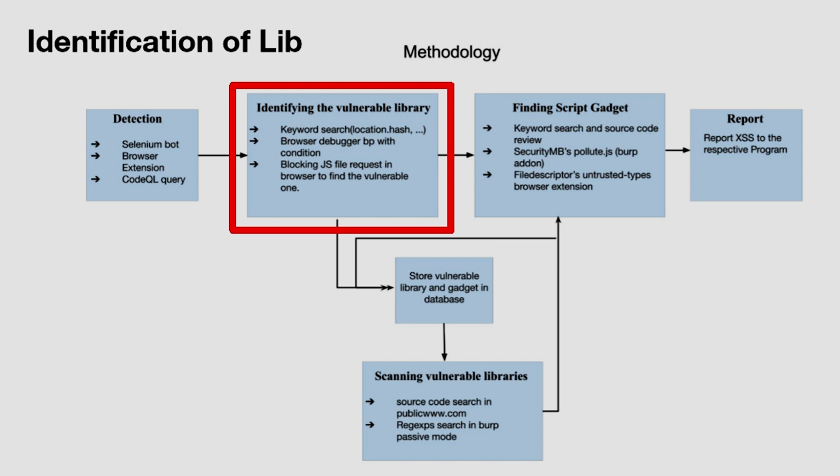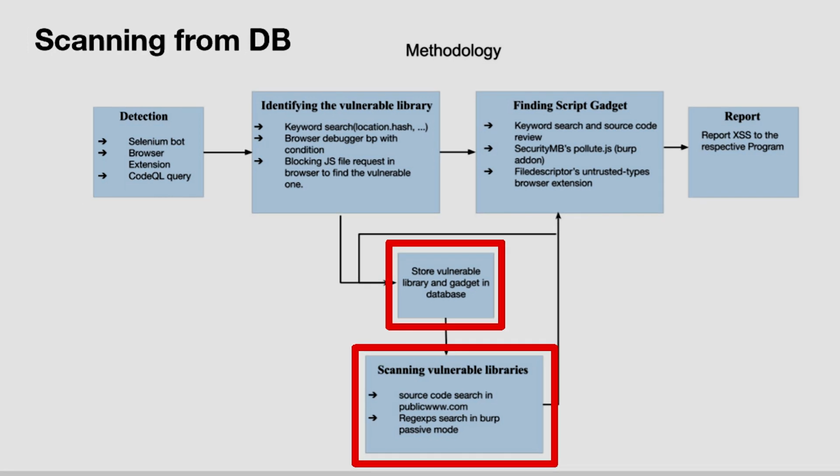Basically, you paste the vulnerable code in that source code engine and it will search the Alexa top 1000 websites. If you are lucky, you'll find similar websites using the same library. That's it about identifying the vulnerable library. You store the code in the database and you can do some passive finding, like using Burp regular expression search in Burp passive mode, or source code search in publicwww.com.